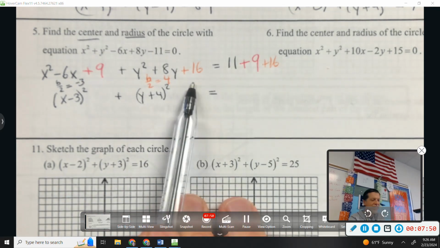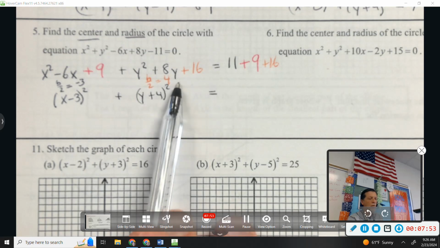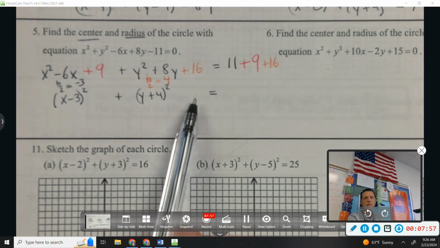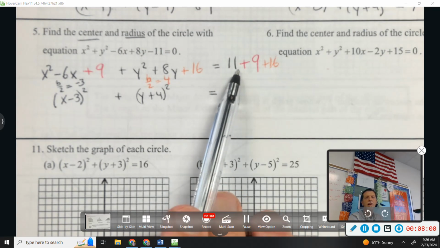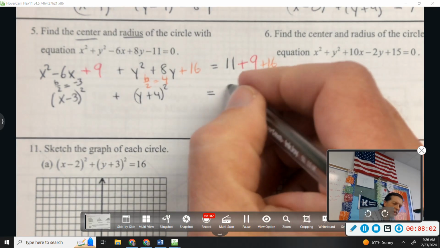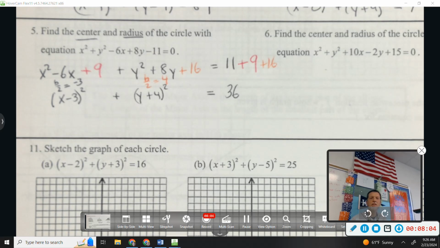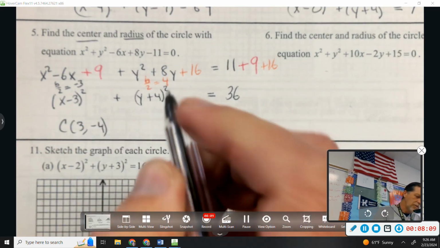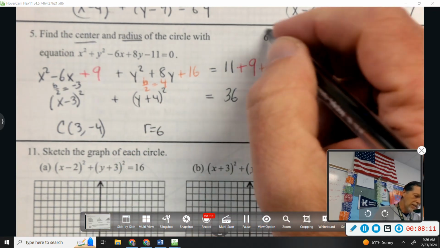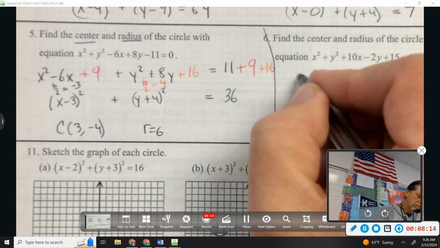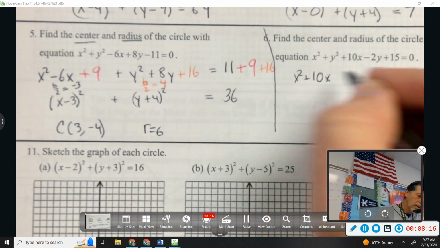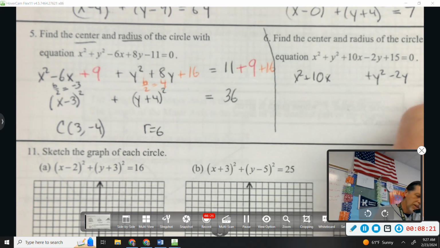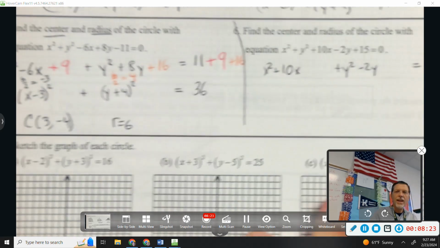By adding 16 and adding 9, we turned those into perfect squares. Now they will factor nicely, and now they look like a circle. And then on the other side, 20 plus 16 is 36. That was convenient. So my center is 3, negative 4, and my radius is 6. So half of the middle term, square it, and add it to both sides.